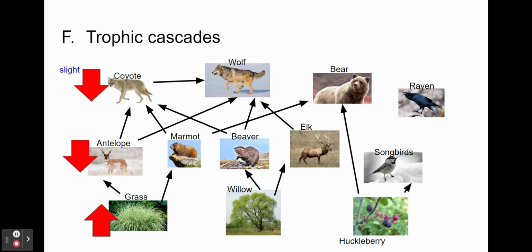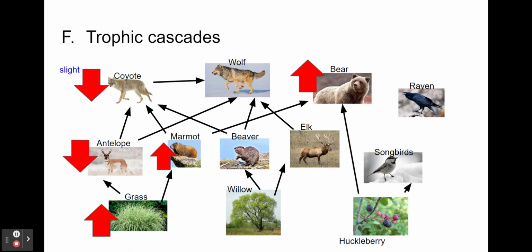But we can go beyond that, because when our antelope population crashes and our grass population increases, that means that our marmot has more food available to it because there's more grass now. So our marmot population might increase as well. And if our marmot population increases because they have more food, well, then there's more marmots, which means more food for bears. And so our bear population might increase.